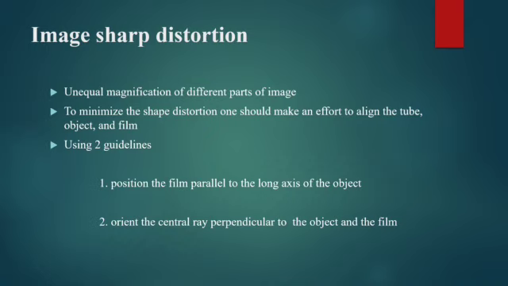Image shape distortion is unequal magnification of different parts of the image. To minimize shape distortion, one should make an effort to align the tube, object and film using two guidelines. First, position the film parallel to the long axis of the object. Second, orient the central ray perpendicular to the object and the film.